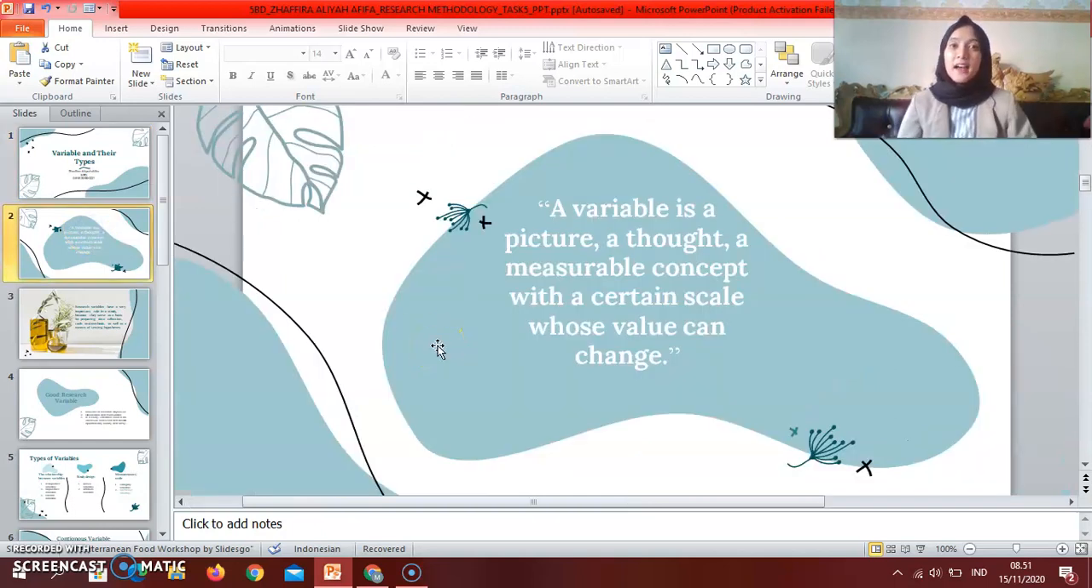Before we start, do you know what a variable is? Okay, a variable is a picture or a measurable concept with a certain scale whose value can change. In doing research, a concept is not enough in formulating a problem or a phenomenon. To measure those things, variables help us to define something so that it produces valid information.